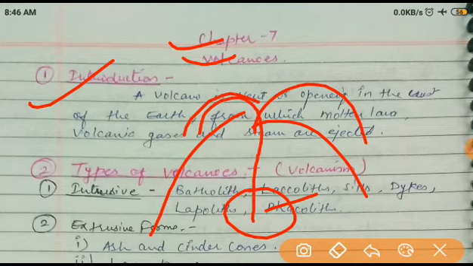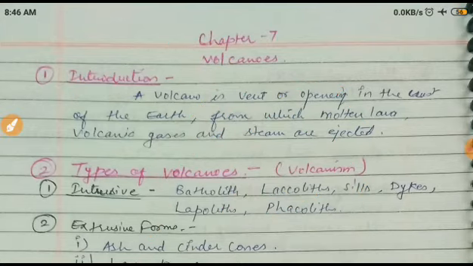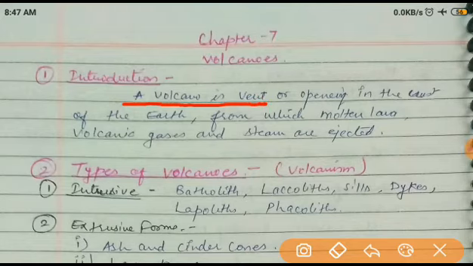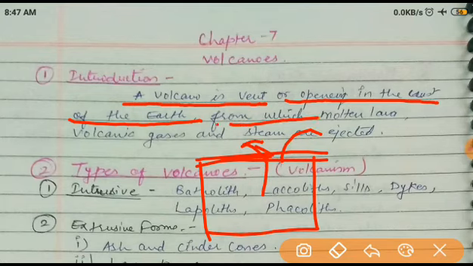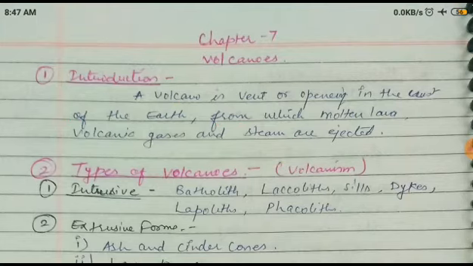Now, in language, a volcano is a vent, as we have already discussed, or an opening in the crust of the earth. This is the earth and this is the crust. When it opens from here, molten lava, meaning liquefied lava, volcanic gases and steam are ejected. So this is the definition of a volcano.